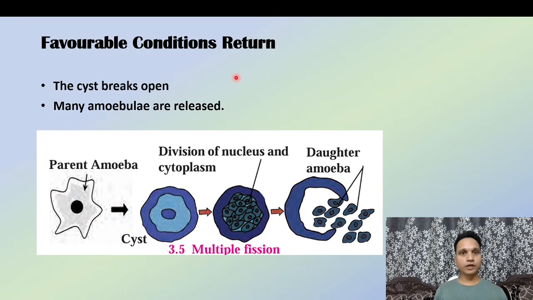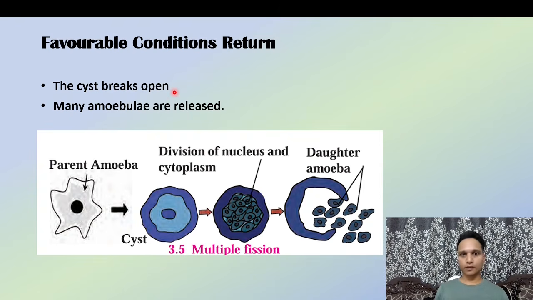The temperature, if it was very high at the point when the amoeba started multiple fission, has now dropped. And the temperature is in a very comfortable range where the amoeba can perform normal reproduction like binary fission. So favorable conditions are returning now.